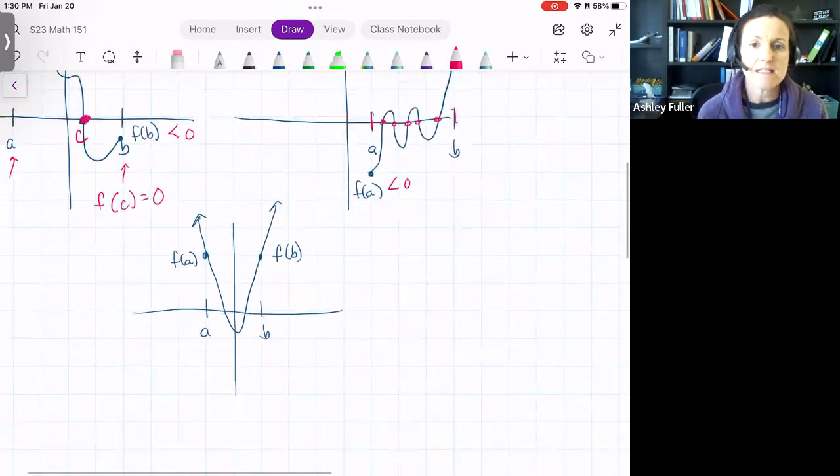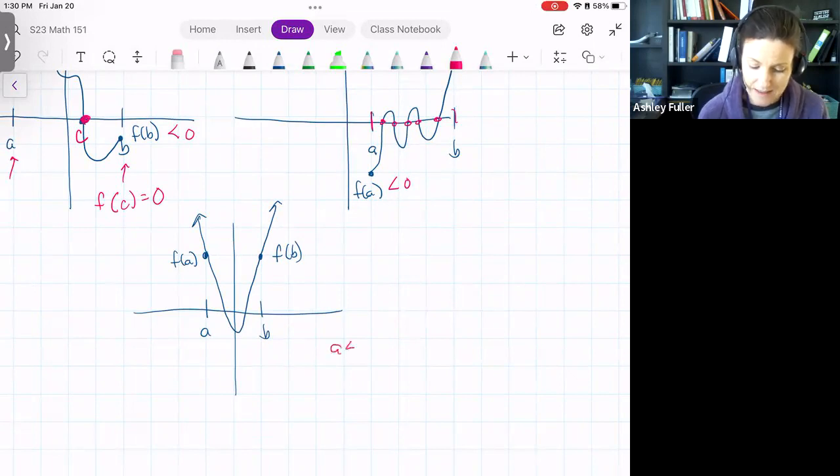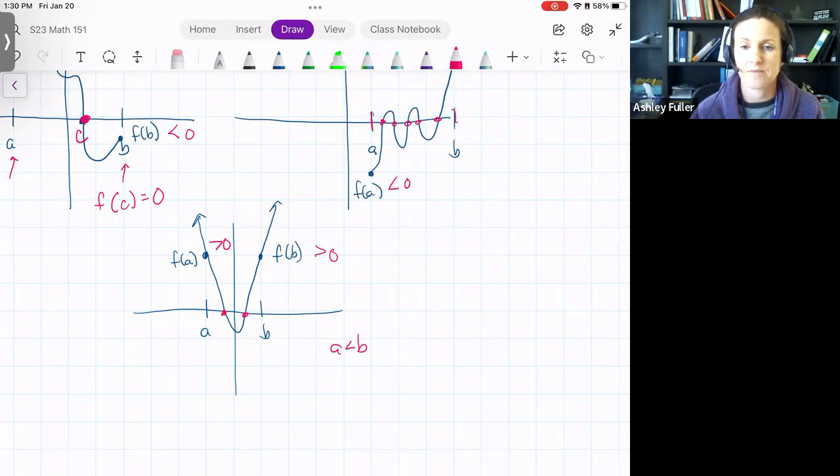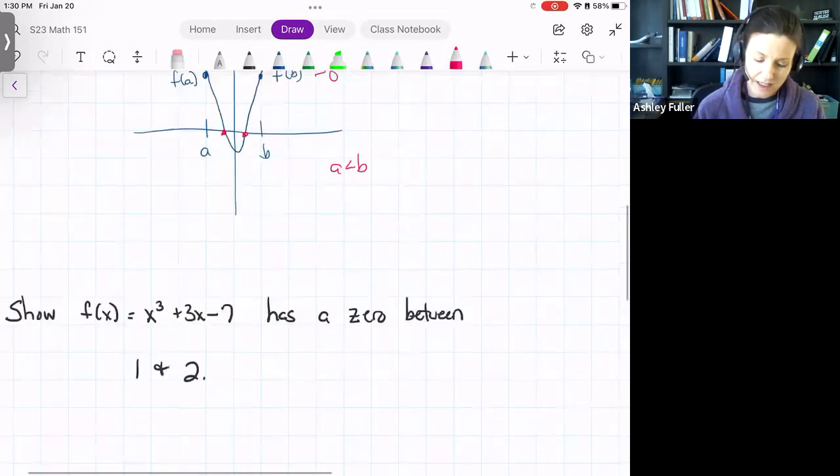It guarantees it, but just because the intermediate value theorem doesn't show a different sign doesn't mean there's not a 0. For example, notice here, a is less than b, but f of a is positive and f of b is positive. However, there are still solutions that exist there. So it only tells us that there is one. It doesn't tell us that there is not one. Let's look at an example.